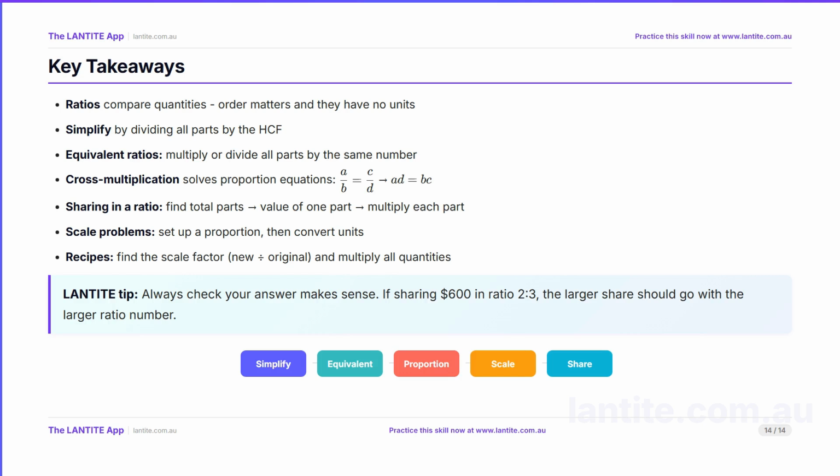Let us recap the key ideas. Ratios compare quantities and order matters. To simplify, divide all parts by the highest common factor. Cross-multiplication is your go-to technique for proportion problems. When sharing a quantity in a ratio, add the parts, find the value of one part, then multiply. For scale problems, set up a proportion, and remember to convert units at the end. For recipes, find the scale factor and multiply every ingredient. On the LANTITE, always do a quick sense check. If you are sharing $600 in the ratio 2:3, the larger share must go with the 3, not the 2. Good luck with your practice.